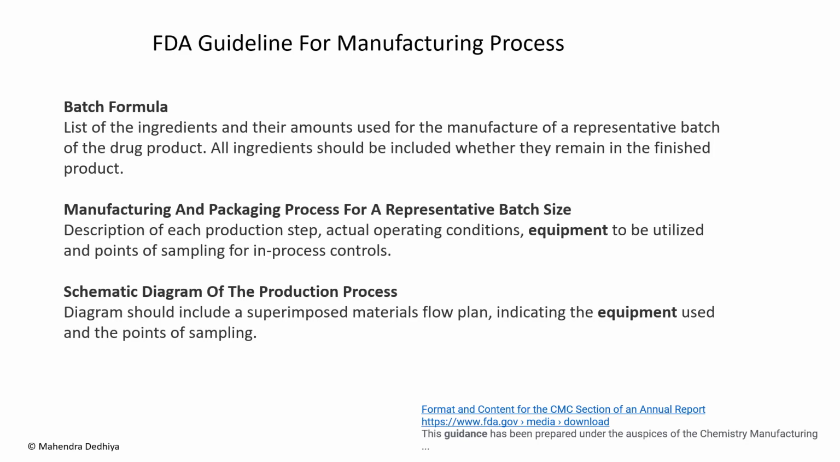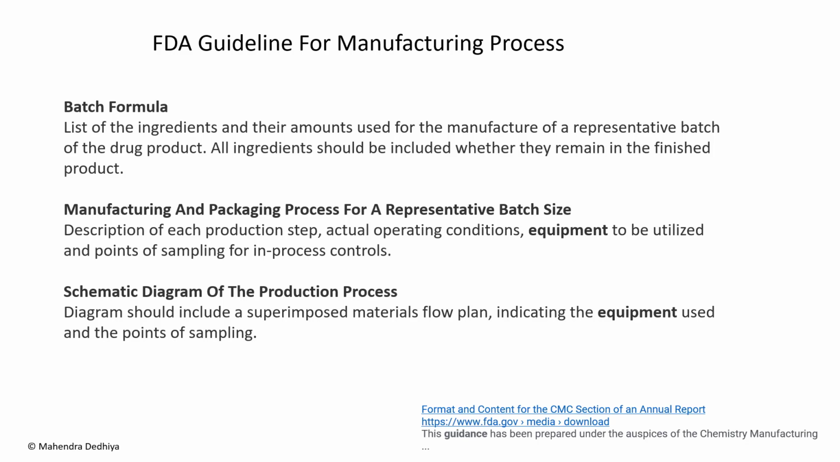As the development progresses, a commercial batch record needs to be provided. From a small batch to the commercial batch, the information is integrated, which allows scientists to see how the product was developed. Manufacturing and packaging process for a representative batch.